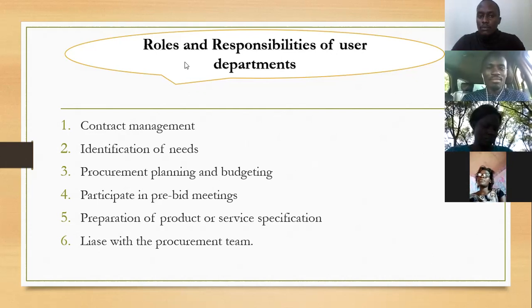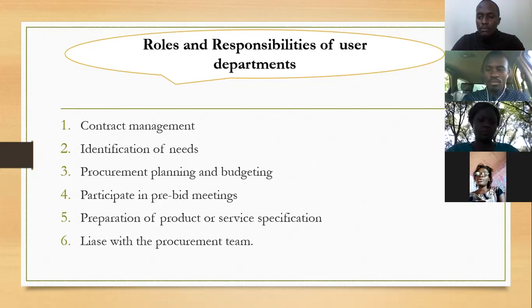Point number 5, participates in the bid meeting. This is a detailed description of products or materials to be procured. For example, if the department is to procure a computer, the service provider must be given the specification of the computer. That is to say, the type, RAM, ROM, or processor.